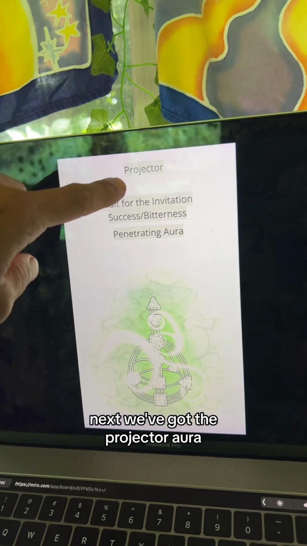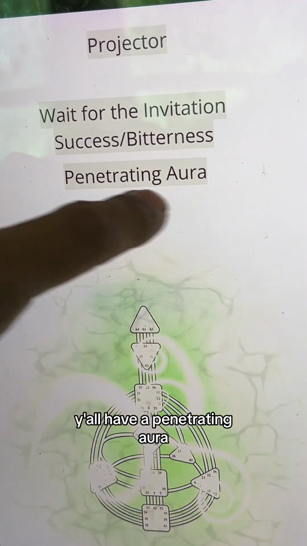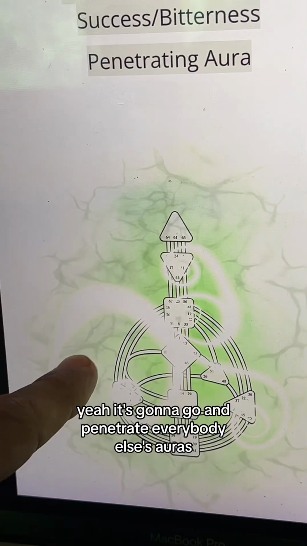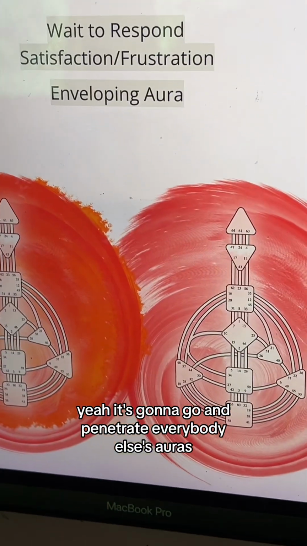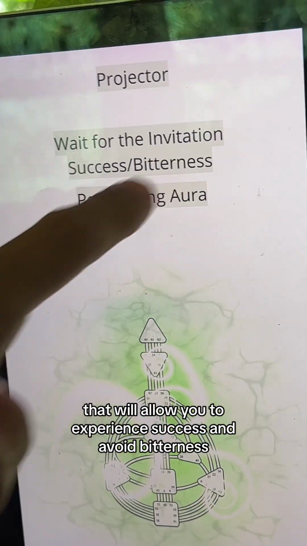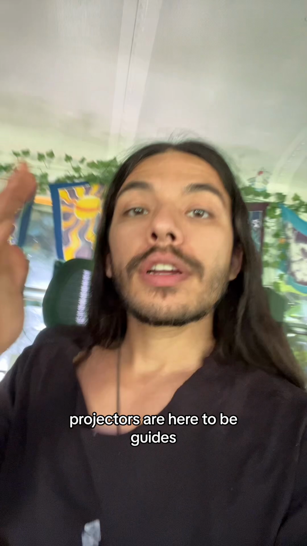Next, we've got the projector aura. This makes up about 20% of the population. Y'all have a penetrating aura, meaning that you see this little tendril right here? Yeah, it's going to go and penetrate everybody else's auras. And so what you want to do is wait for an invitation. That will allow you to experience success and avoid bitterness. Projectors are here to be guides.